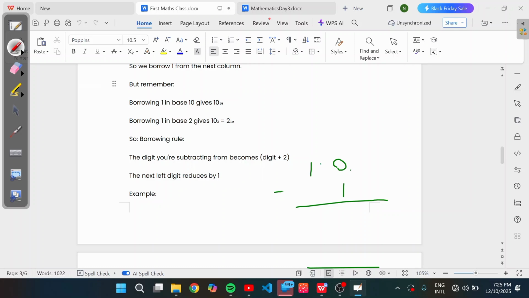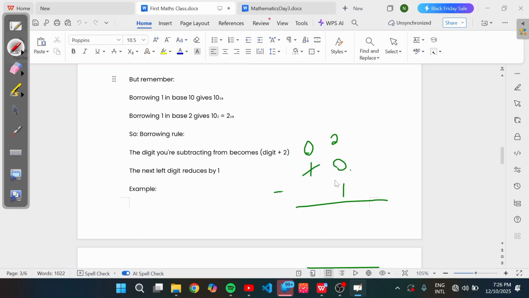So what you would do is after borrowing from here and leaving 0, we're not going to borrow 10, right? We're going to borrow in base 2. So we're going to borrow 2. So our 1 is our 2. And just like in elementary school, our 1 was 10, not just 2. So that's how it works. Okay? So let's actually solve this together.